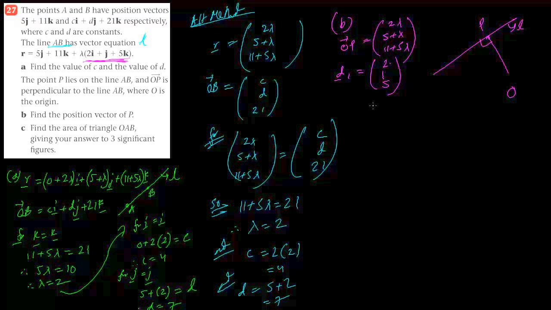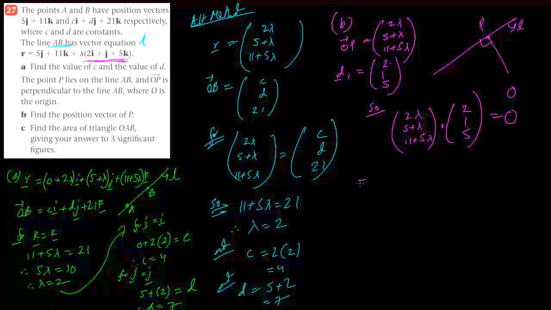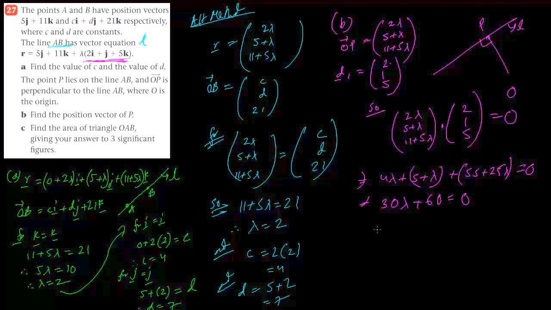So the rule for perpendicular is that the dot product is 0. So 2 lambda, 5 plus lambda, 11 plus 5 lambda dot 2, 1, 5 equals 0. Dot product means multiplying the coefficient of i with coefficient of i. So 2 lambda into 2 is 4 lambda. 5 plus lambda into 1 is 5 plus lambda, plus 11 plus 5 lambda into 5 is 55 plus 25 lambda equals 0. So 4 lambda plus lambda is 5 lambda, 5 lambda plus 25 lambda is 30 lambda, and we have 5 plus 55 is 60 equals 0. Therefore lambda equals minus 60 divided by 30, which is minus 2.